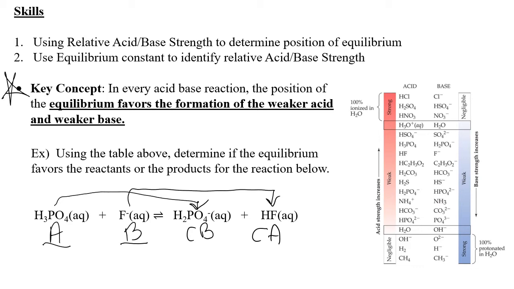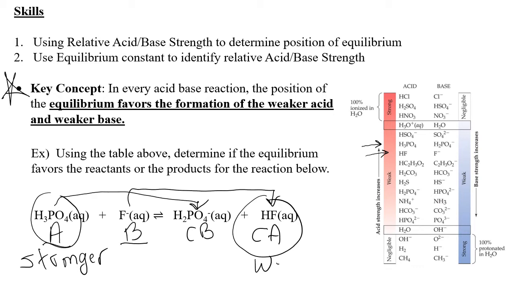Step one, we identify the acids and bases on both sides. Step two, let's focus our attention on the acids only. Now that we know what our acids are, we're going to look at the chart on the right, find them. H3PO4, and we have HF. We see that H3PO4 is the stronger of the two acids. HF is lower on the chart, so it's weaker. All we care about is identifying the stronger or weaker acid, because fortunately, the weak ones are always on the same side.